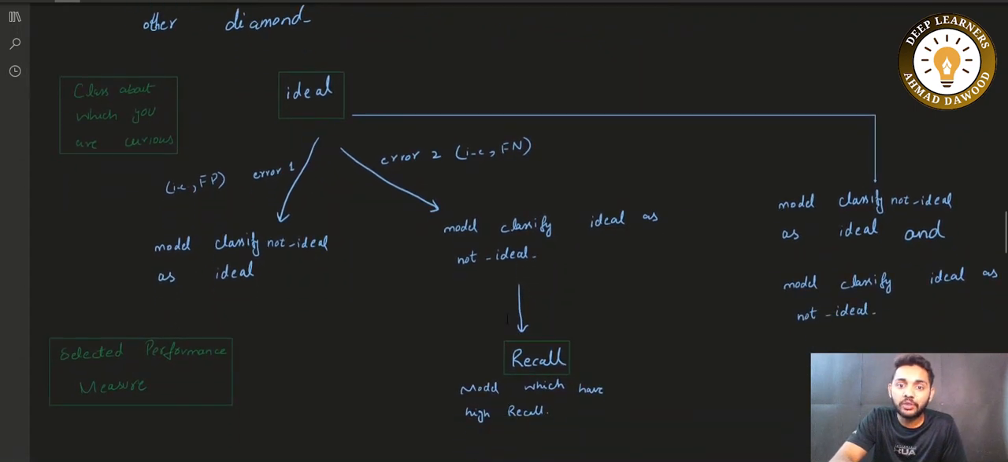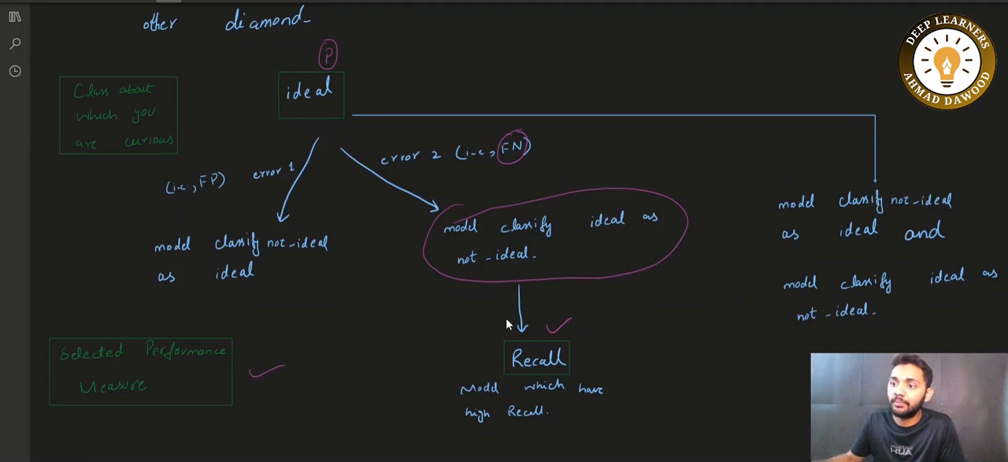You have seen that you are more curious about the second error, and you have selected that if ideal is, let's say, a positive class for a while, then you are curious about the false negative errors, and it means you are curious about the recall of the ideal class. Okay, so you have selected performance measure as recall.